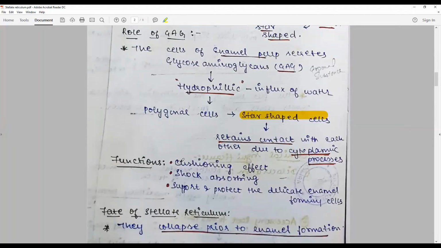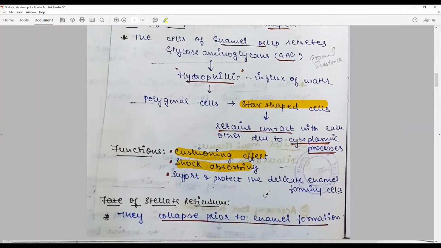Functions: because of their volume of water, they give a cushioning effect and hence are shock absorbing, protecting the developing tooth from the vagaries of occlusal forces. They support and protect the delicate enamel forming cells and adjacent structures.